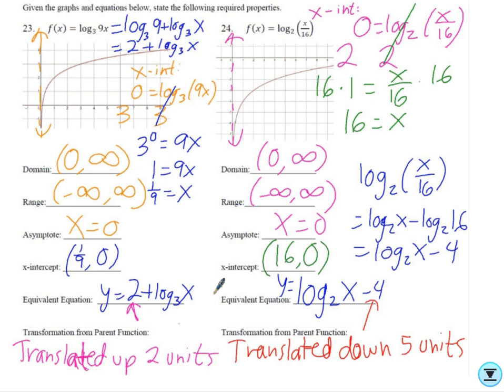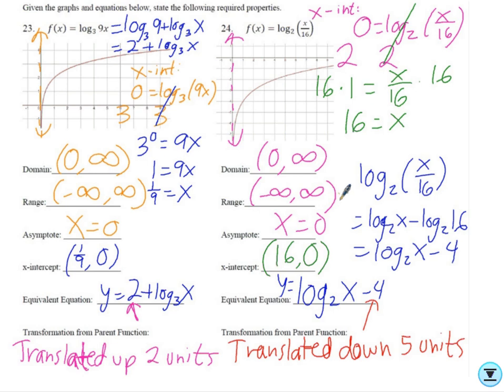Now, number 27, there's a lot of similarities here. First of all, again, you're given your graph, but notice, of course, the argument is different and the base is different. But if you look at the asymptote, we haven't added or subtracted anything in the argument, which means that asymptote is still on the y-axis, or x equals 0. So our domain is still 0 to infinity, and of course our range, regardless, would be negative infinity to infinity.